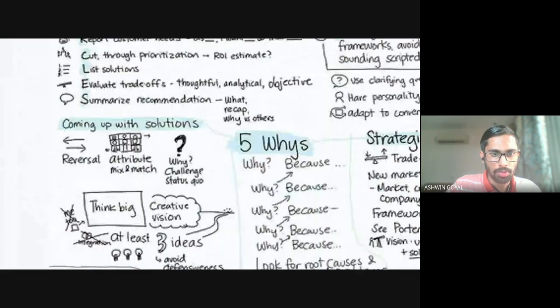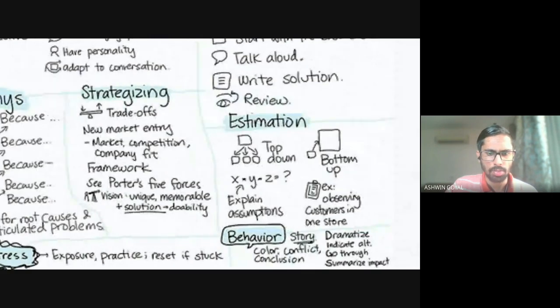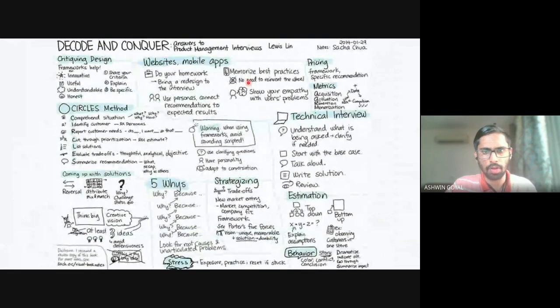All right. Then we talked about how we can come up with solutions in various methods. One is reversal, attribute, mix, match. Try to understand why you are doing something. What is the need that you are solving? Challenge the status quo. For example, earlier people were messaging each other through some difficult means, but after WhatsApp came in, they tried to challenge the status quo and improved that interaction experience. So this is the summary of this book, and we've covered almost everything here. Technical interview, we've also talked about what are some kinds of questions that can be asked.